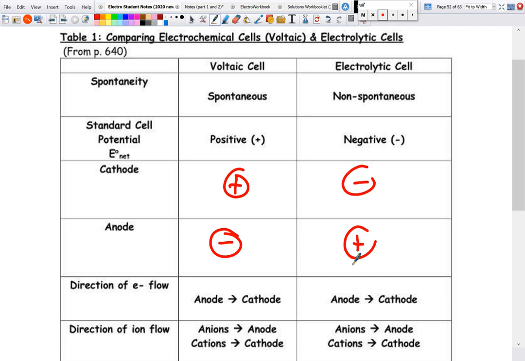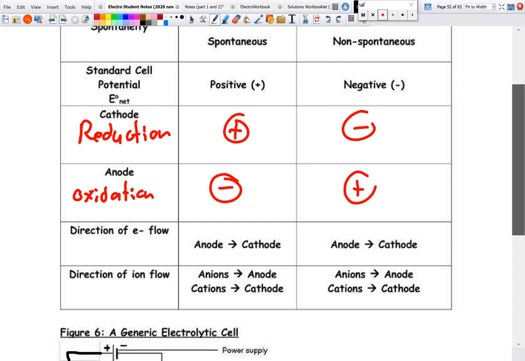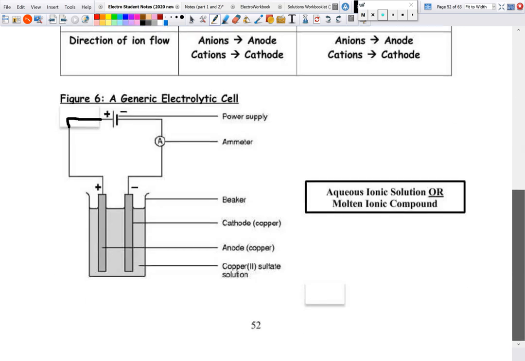And it goes without saying as well, oxidation is still at the anode, reduction is at the cathode. That is the definition of what the anode and the cathode are in electrochemical cells. Now, a generic electrolytic cell is going to be set up like this. You will notice that there is no phase boundary, just because we don't need one. It's a non-spontaneous reaction. Now, for our power supply, they always have a positive and negative terminal.